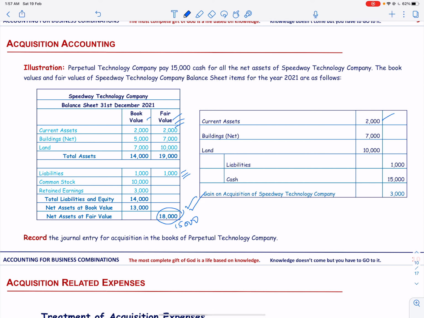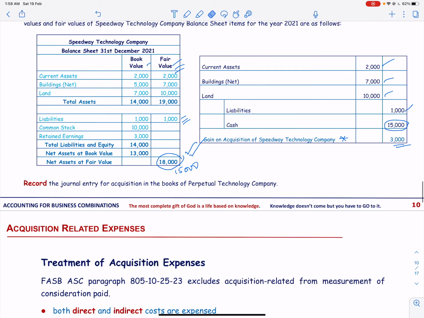So current assets are debit, building is debit, land is debit, liabilities are credit, and cash that we have paid is credit, while there is a gain on acquisition of 3,000. Let us now talk about treatment of acquisition related expenses.